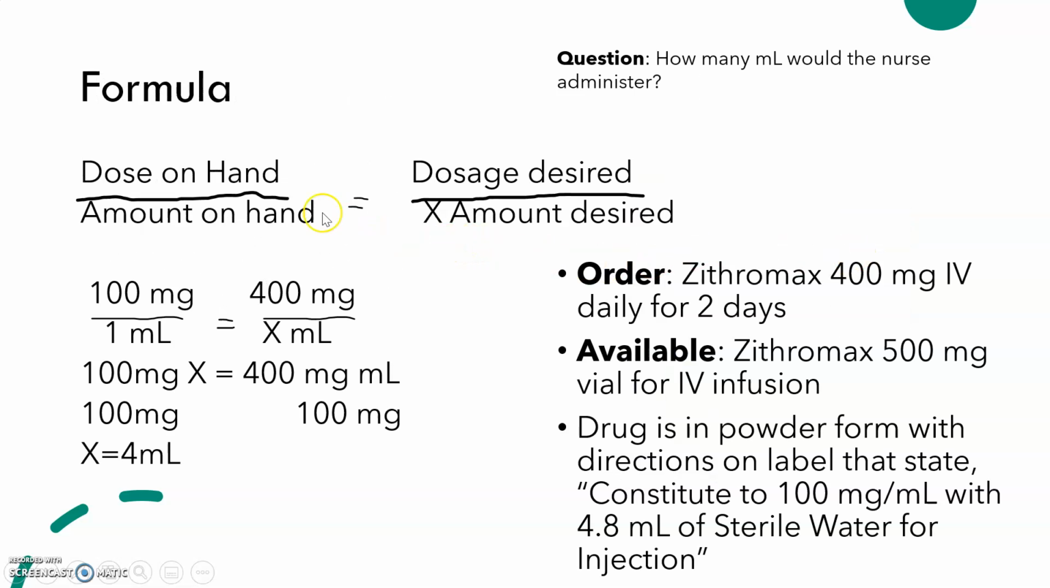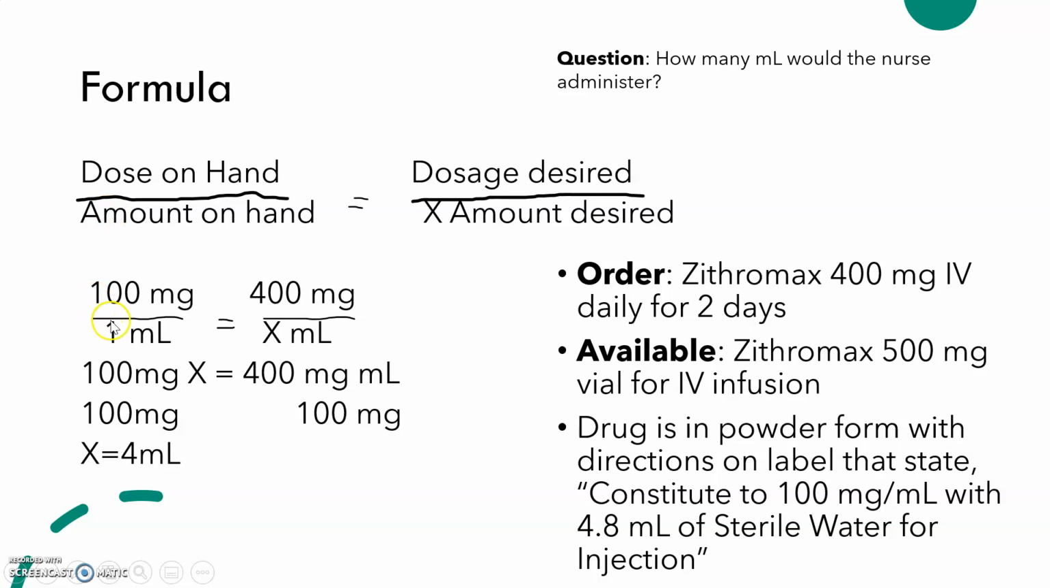So let's look at the formula. The formula is dose on hand over the amount on hand equals the dose ordered, or the dose desired, over the amount ordered or the amount desired. And I have X because we don't know, that's what we're looking for. How many ml will the nurse administer? So the dose on hand is 100 milligrams. We know that because after constituting the medication, this is what we have, 100 milligrams.